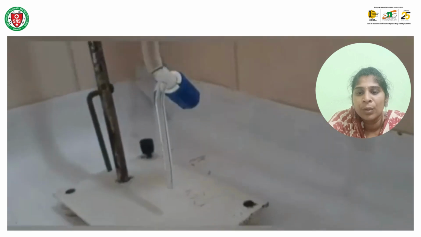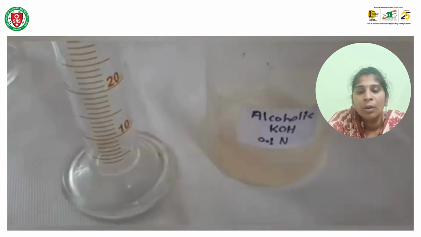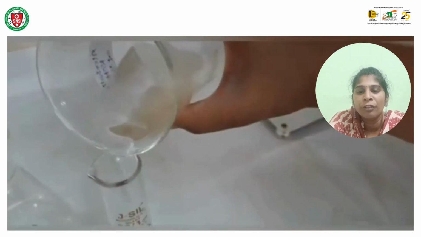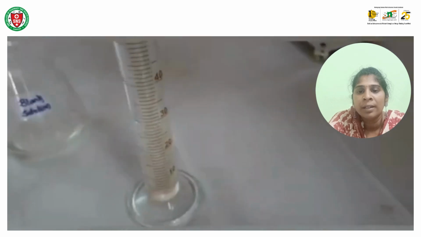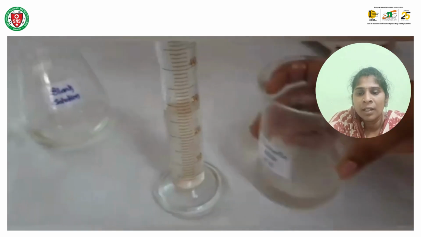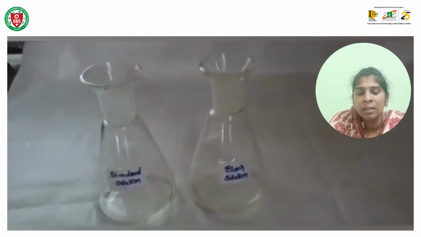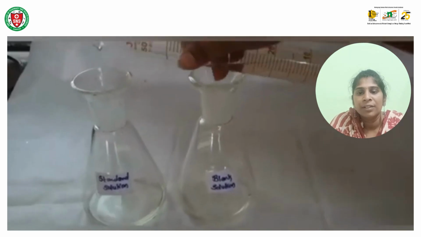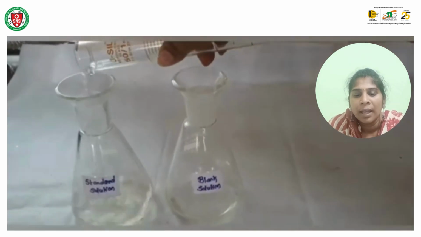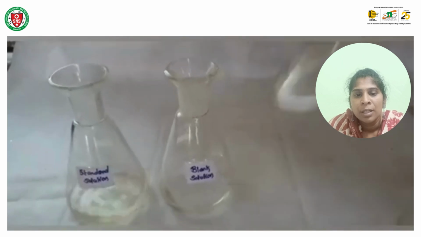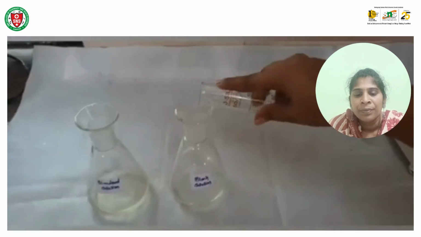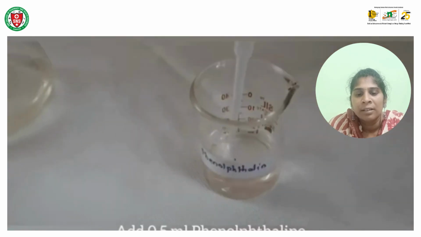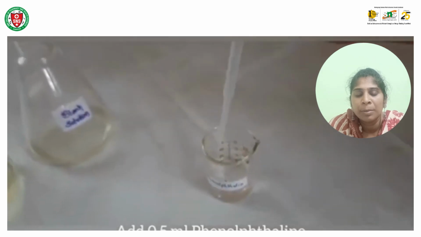The burette is filled, and now we add 25 ml of alcoholic potassium hydroxide to both the sample and the blank. We first added it to the standard solution, and now we add it to the blank solution too. This is prepared as 60% alcohol and 40% water.